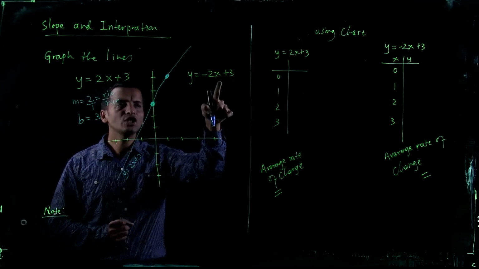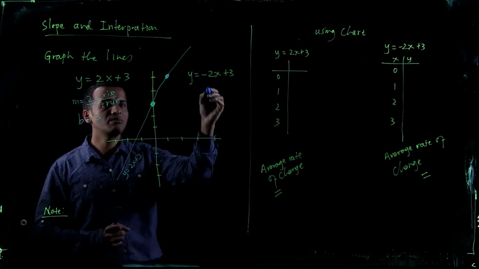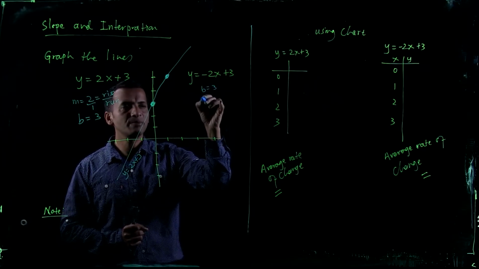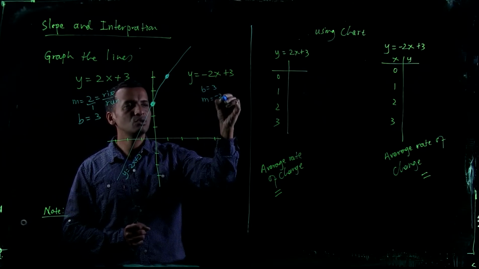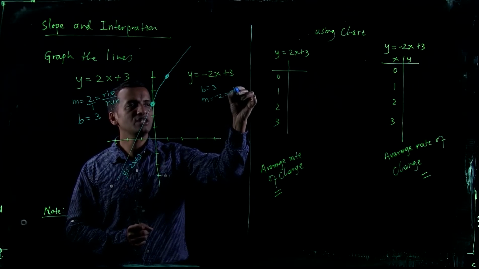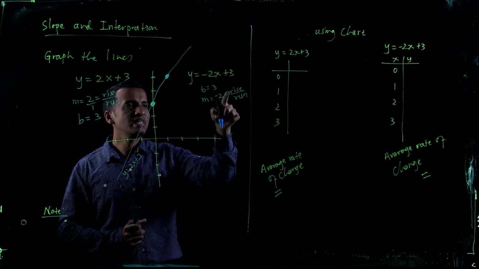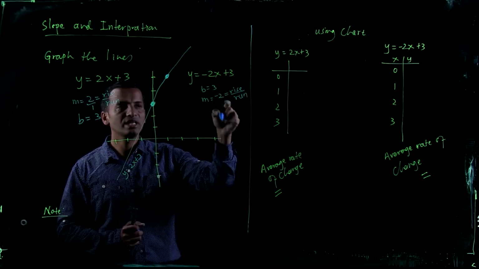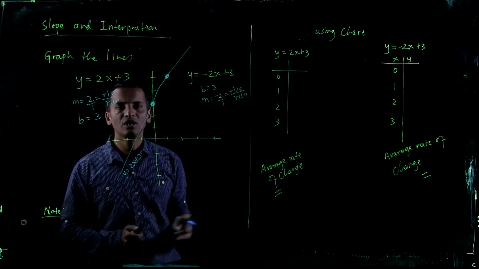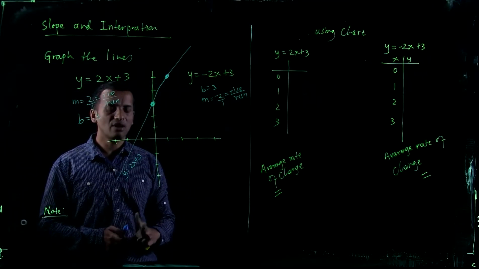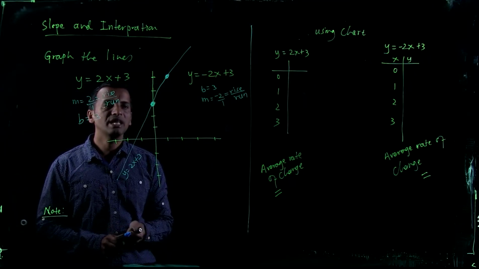This line also has the y-intercept 3, so b is 3, but the slope m is negative 2. So this is basically rise over run again. Rise is negative 2 and run is 1. If there is nothing, you can assume that is 1. So for the second graph also, how do you get that?